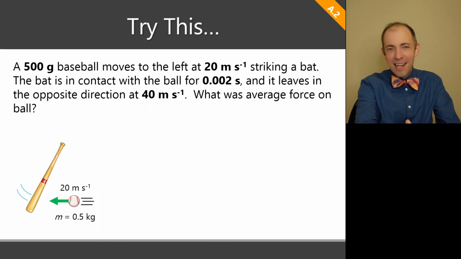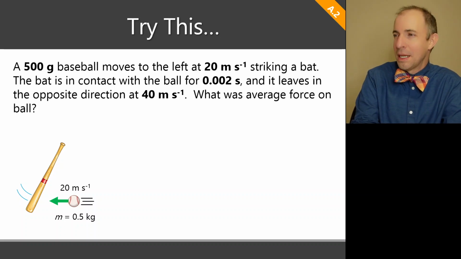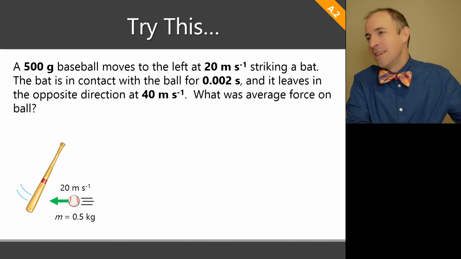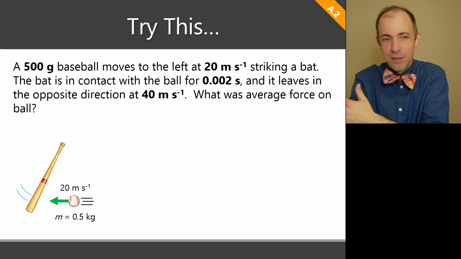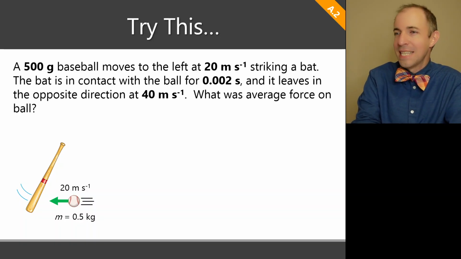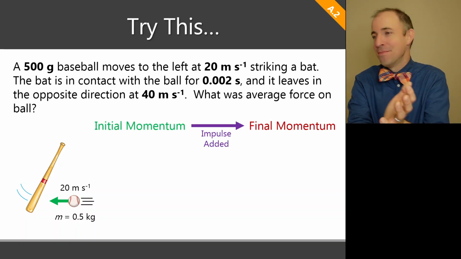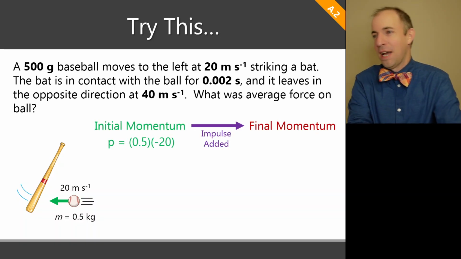So let's put that into action here with this 500-gram baseball moving to the left at 20 meters per second, hitting a bat. The bat's in contact for 0.002 seconds, and then it leaves in the opposite direction at 40 meters per second. What was the average force on the ball? Well, again, we have initial momentum plus impulse added gives you final momentum.